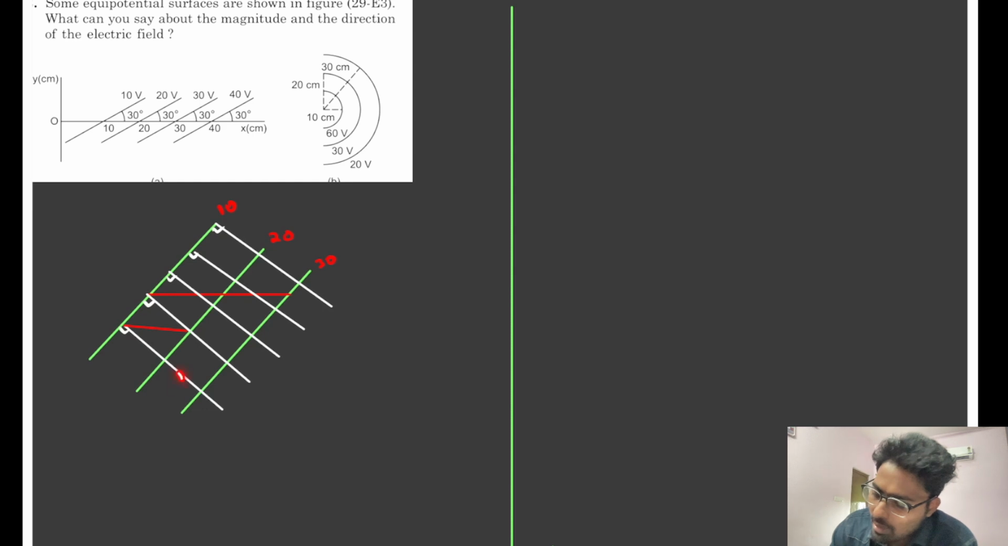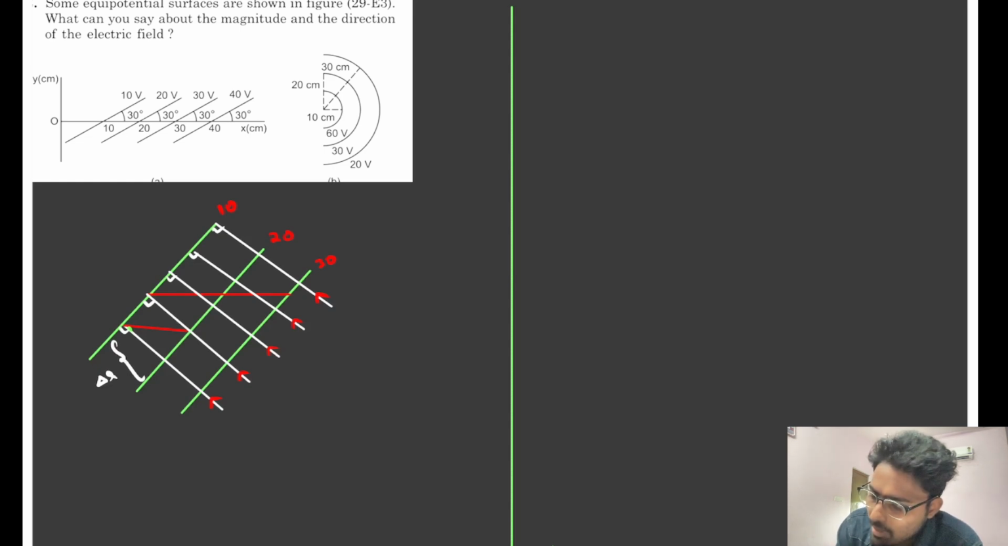So therefore the field lines would be going like this. As I said, we need to take delta R bar in the direction of field. That means this is the value we need to find. This is our delta R, this is the distance delta R. So how to find this delta R?